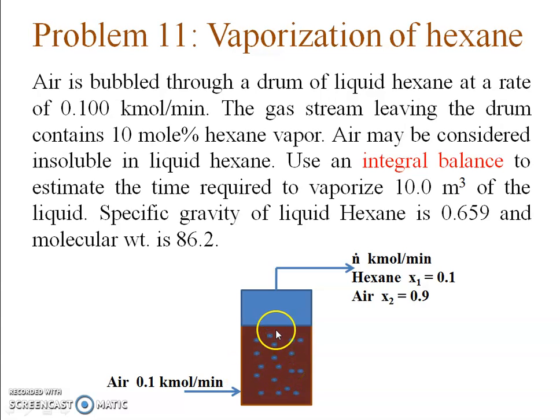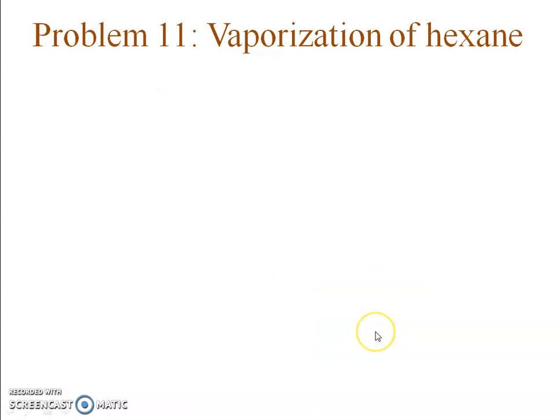So you have to find out the time for 10 meter cube of liquid. The liquid is depleting within the tank. When the air is flowing, it carries away hexane with it because of vaporization of the hexane. So you have to find the time required when 10 meter cube of hexane has vaporized. They have given some physical constants: specific gravity of hexane is 0.659 and molecular weight is 86.2. So let's understand this problem first.